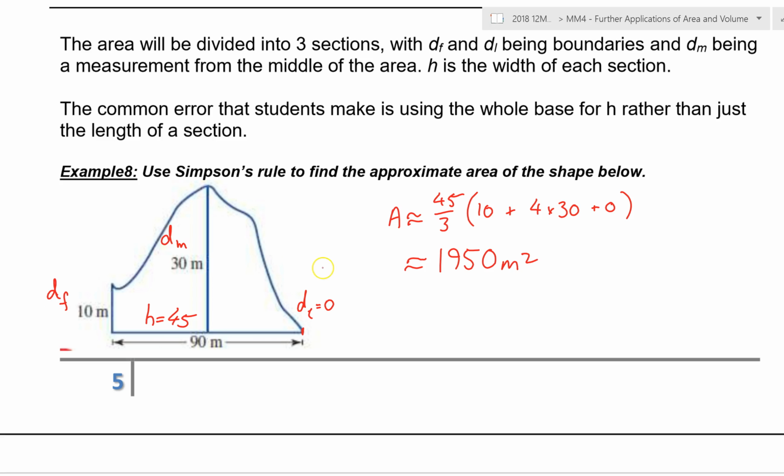Right, I want to sort of average that out into a rectangle, and I reckon if it were about 20 meters high, that would be all right. 20 by 90, right? That would be a similar area. 20 by 90 is going to be 1800, right? It's pretty close to that, right? I don't seem to have made a gross error.